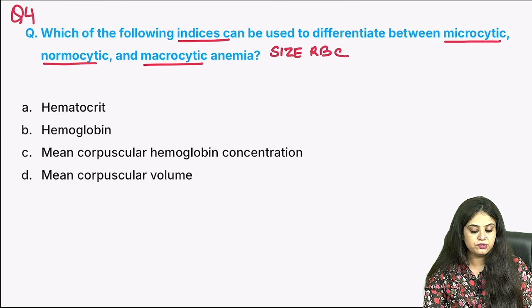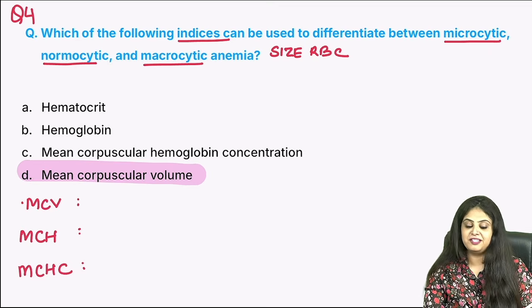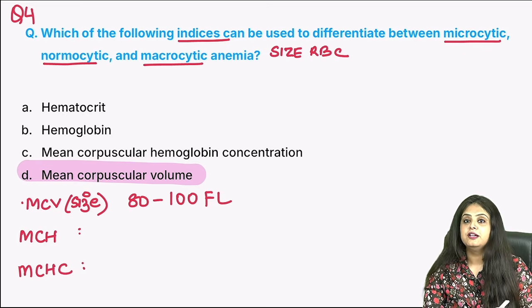Which out of these tells you the size? It is MCV, that is mean corpuscular volume. And we know that the normal MCV, which you're going to revise with me, which tells us about the size, is between 80 to 100 femtoliters. So when we said normal size, that is 80 to 100 femtoliters.